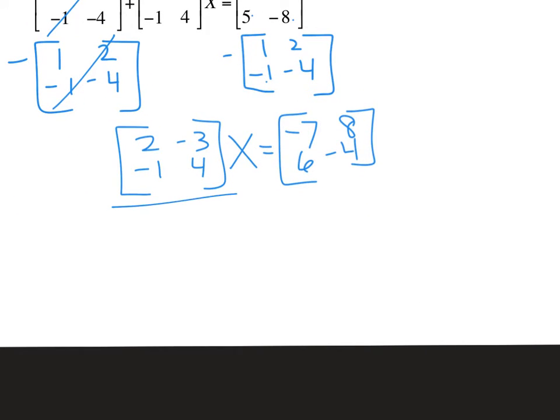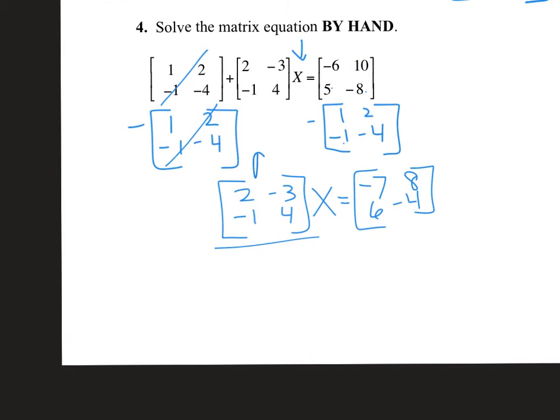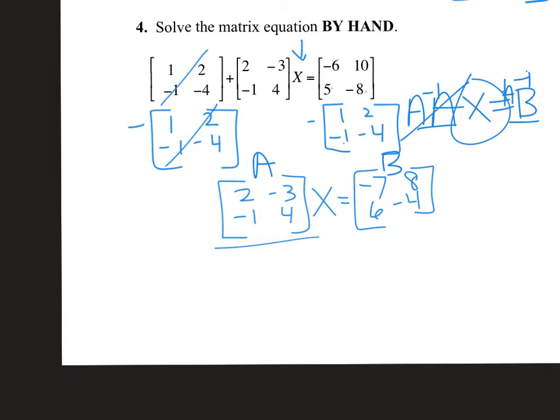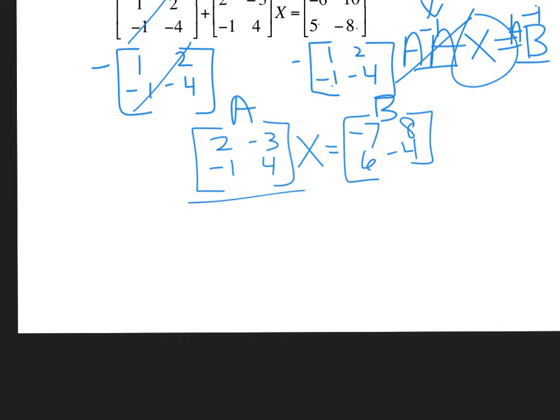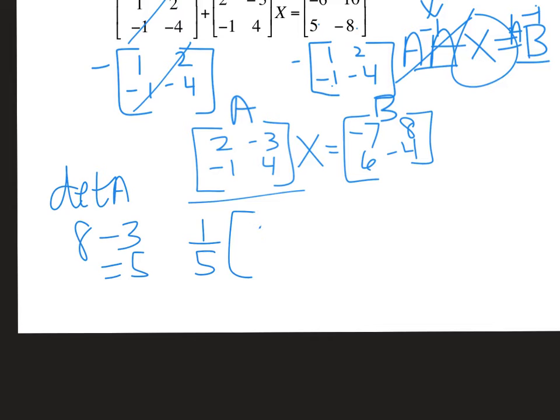What I can do is, matrix A is B. I can multiply the matrix there. So I need this. First of all, the determinant. It's 8 minus 3, which is 5. So 1/5. Here we go. So 1/5. We're going to switch the 2 and the 4. And the 3 becomes positive, and so does the 1. And I'm going to multiply that on the left side of negative 7, 8, 6, negative 4.